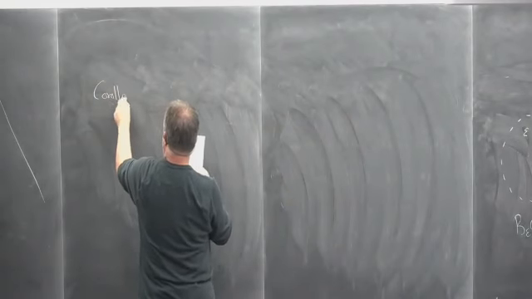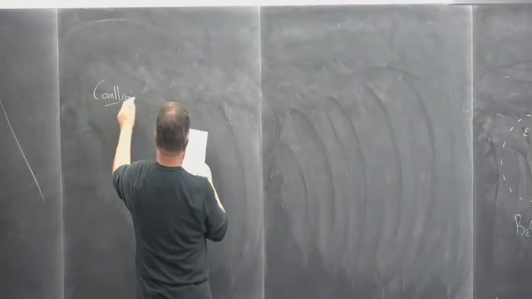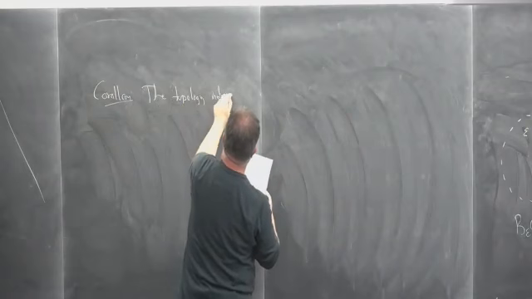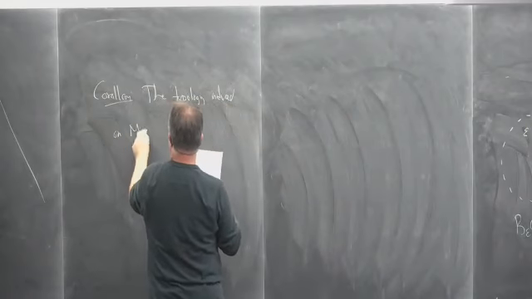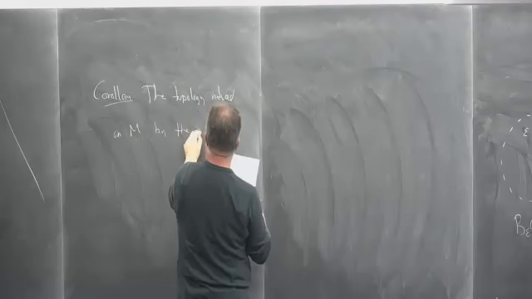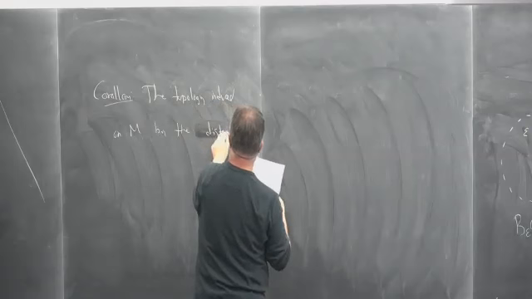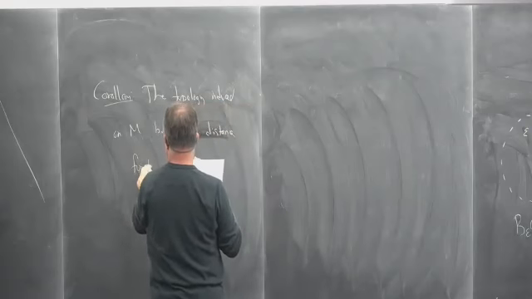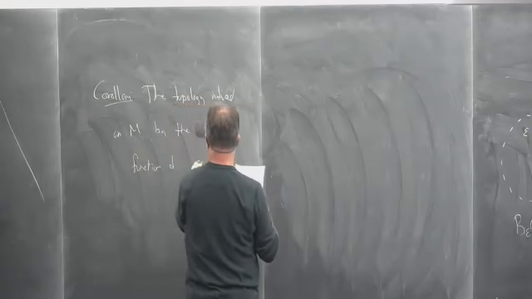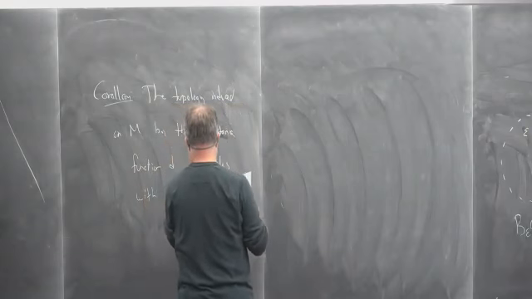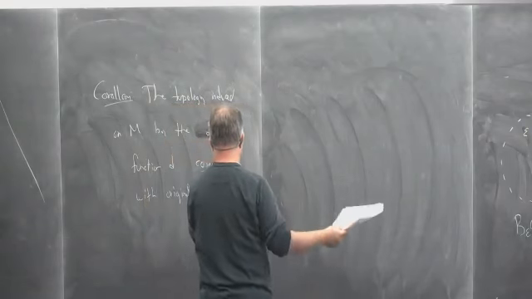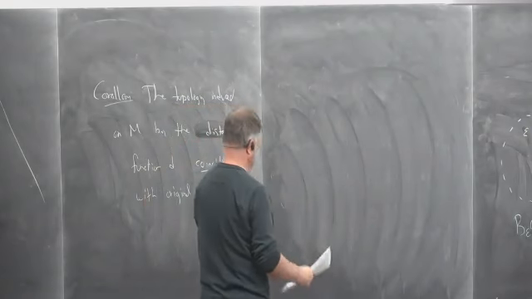Corollary: the topology induced on M by the metric space metric, or the distance function D, coincides with the original manifold topology. And I claim that's immediate from that remark, but let's put in the details.